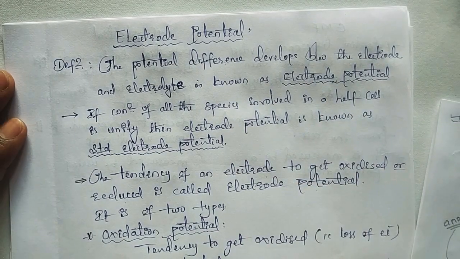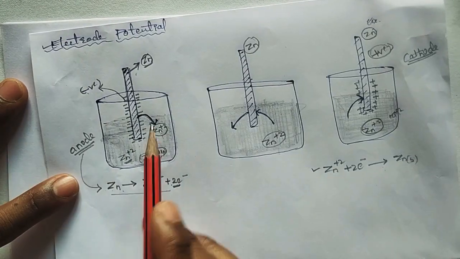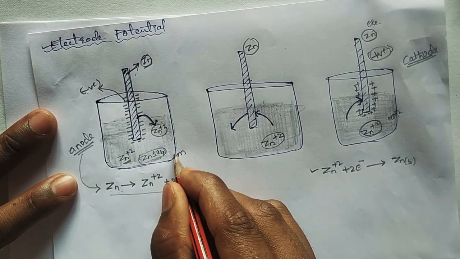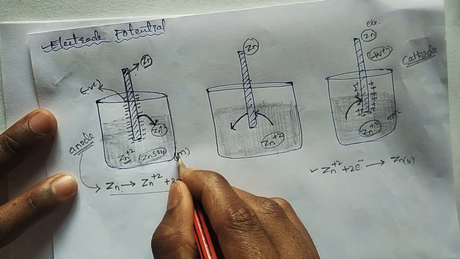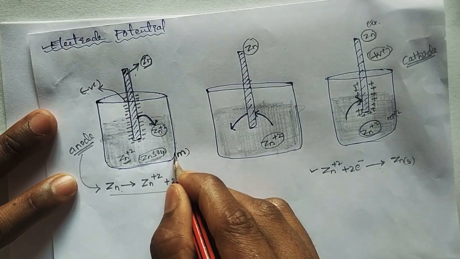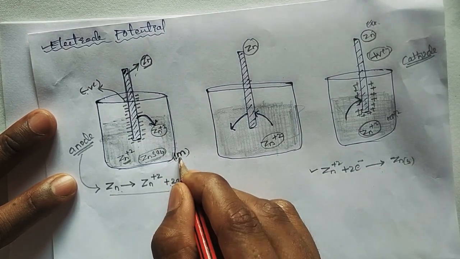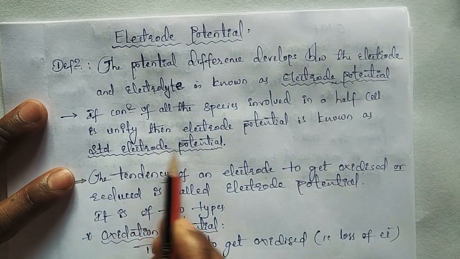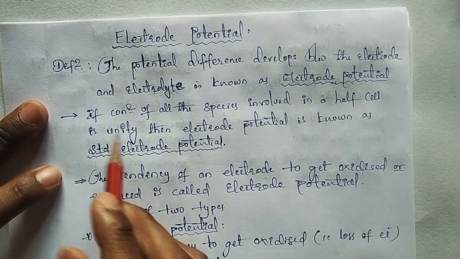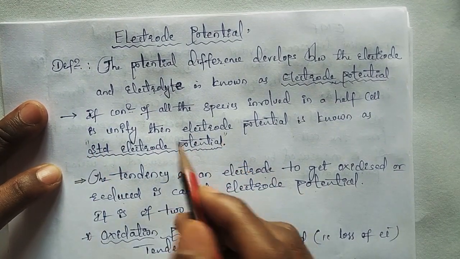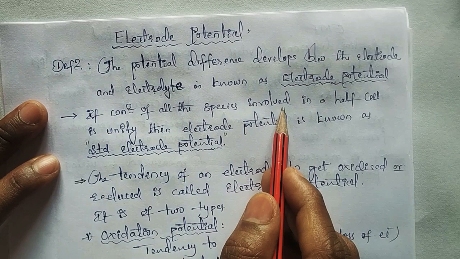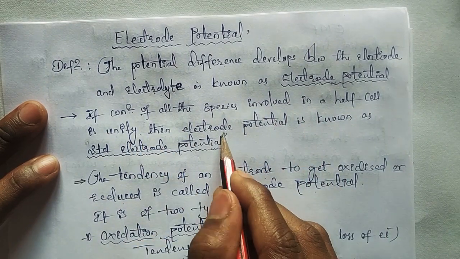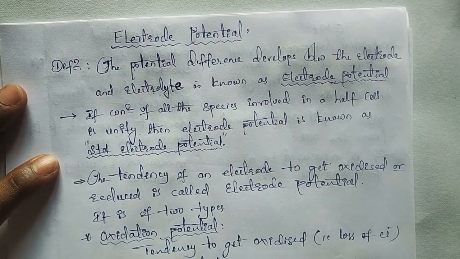This is a simple term. And if the concentration of this electrolytic solution is 1 molar, the concentration of all the species involved in the half cell reaction is 1 molar, then this electrode potential is known as standard electrode potential. What is that? Standard electrode potential का definition क्या है? If the concentration of all the species involved in the half cell is unity, then the electrode potential is known as standard electrode potential.